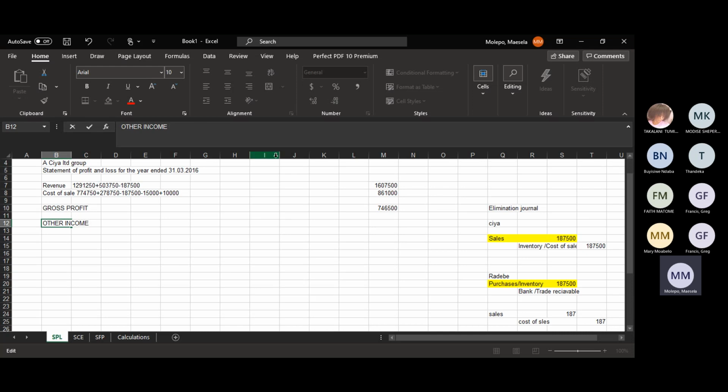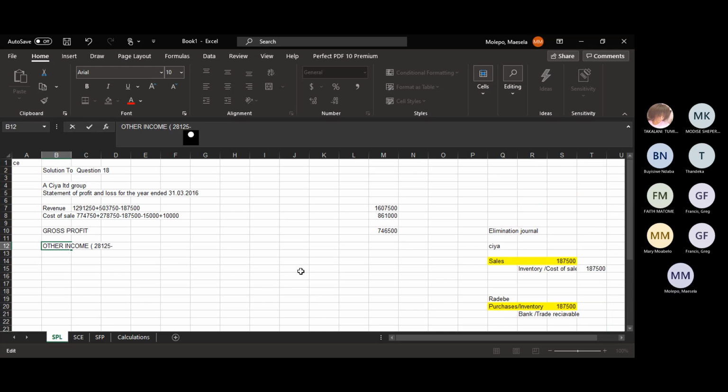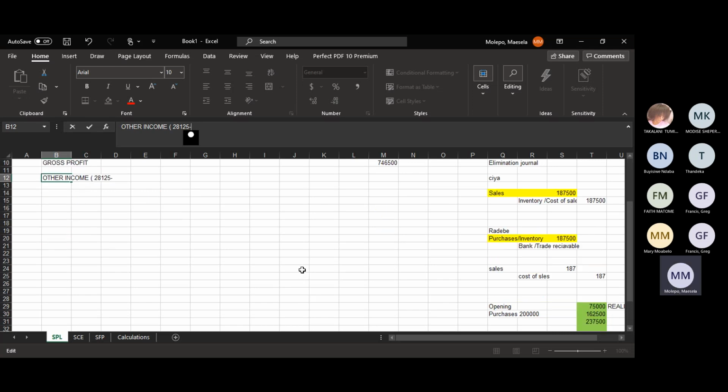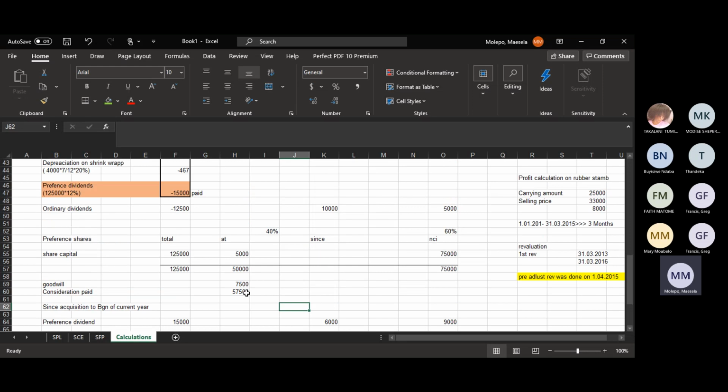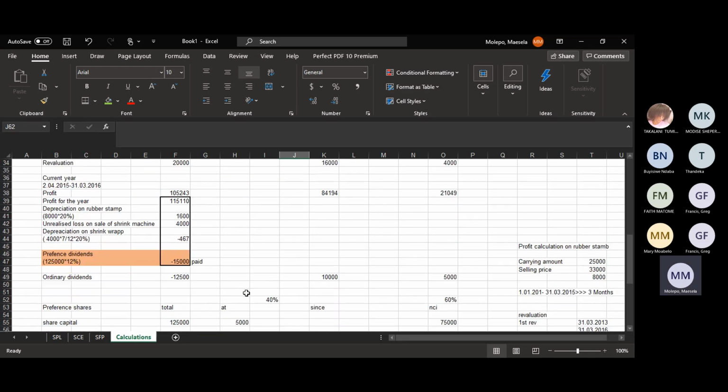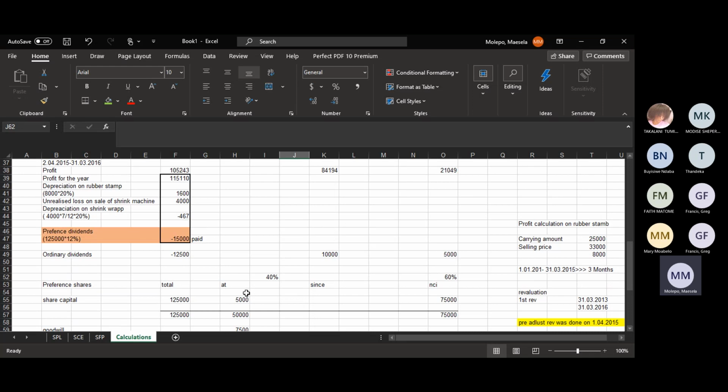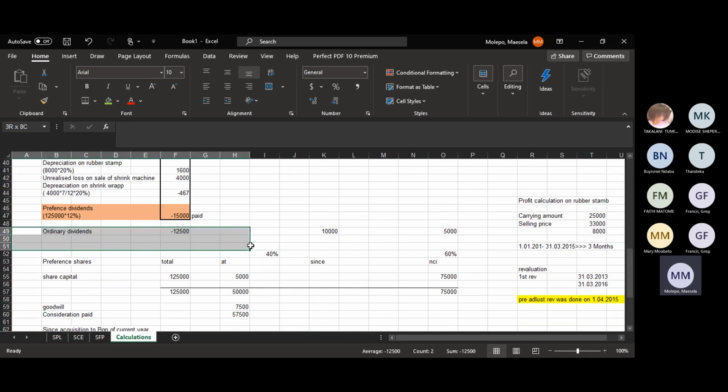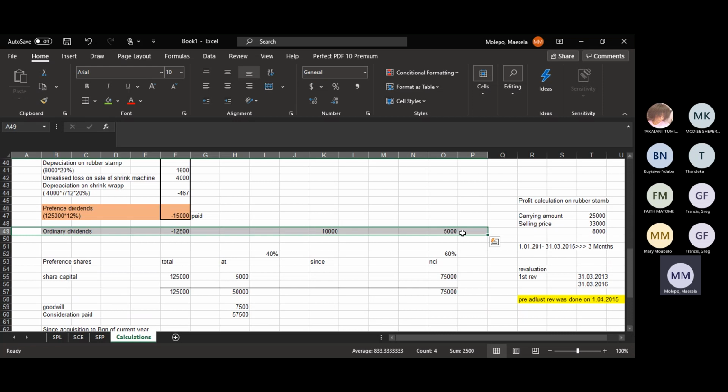You say the 28,125, and then you subtract the amount for preference dividends. Remember, there was a preference dividend that was received. Now we have to go to the calculation. Preference dividends. You see this preference dividend, 10,000, the dividend. This was declared by the subsidiary. You remember them?